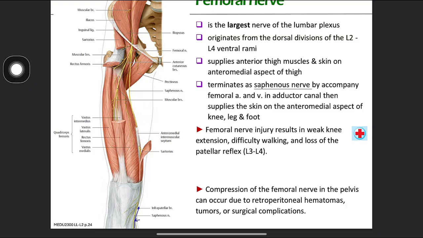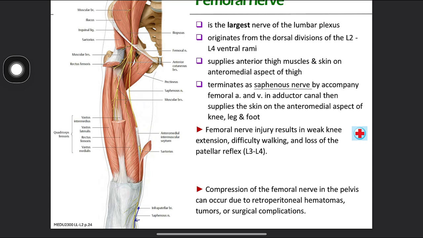And then femoral nerve injury results in weak knee extension, so difficult walking and loss of the patellar reflex. Patellar reflex. Okay. So, compression of the femoral nerve in the pelvis.